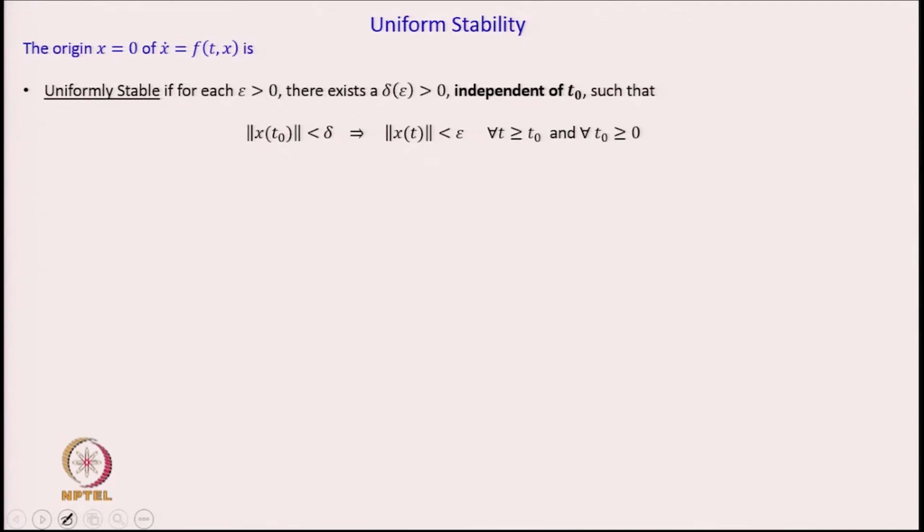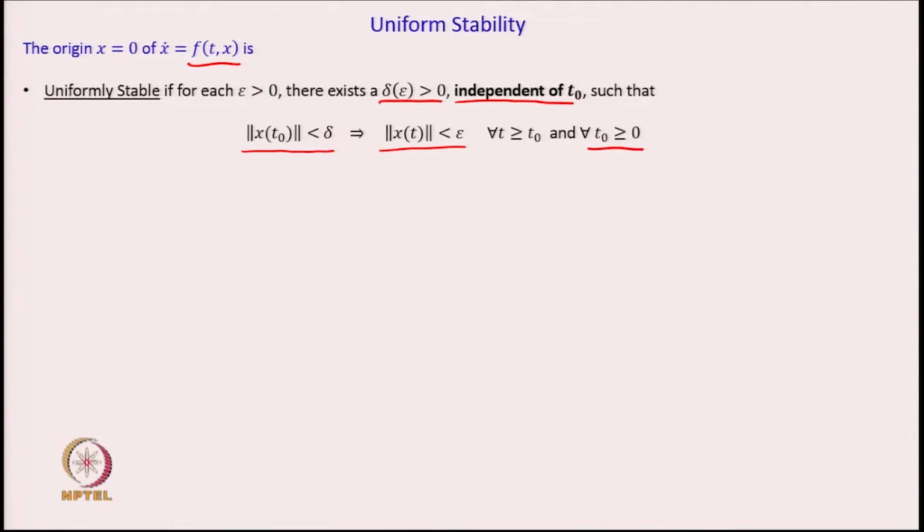So, this concept is very critical for systems which are non-autonomous, that means where the function f is explicitly dependent on time t. So, the origin x equals 0 is uniformly stable if for each epsilon greater than 0 there exists a delta, which is dependent on epsilon, which is a positive constant, independent of t naught, such that if the initial conditions start within a delta ball, they stay within an epsilon ball for all future time and for all values of the initial time greater than or equal to 0.